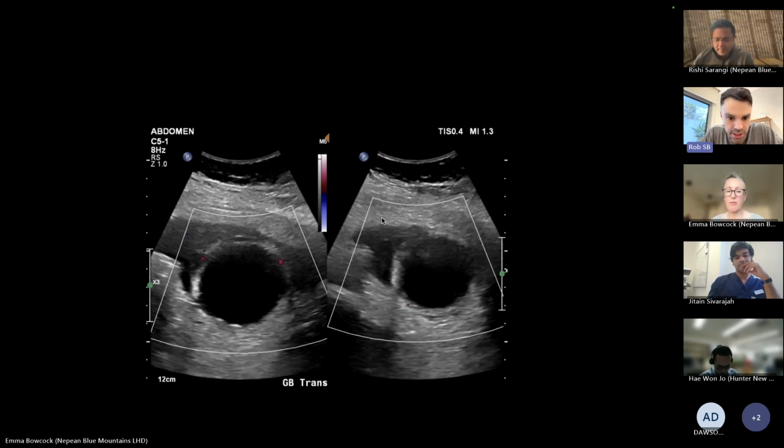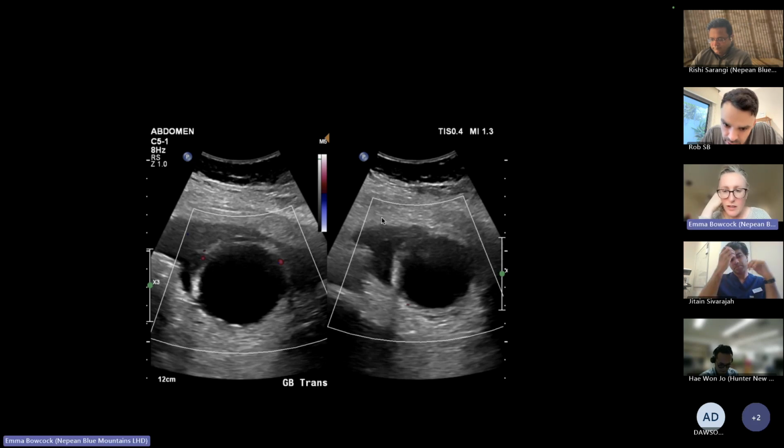So this is the gallbladder in short axis, or a transverse view of the gallbladder. I think you can see some sludge, dependent sludge, on the right-hand image. And then again, the gallbladder wall appears thickened. Yeah, I think I would just say that.